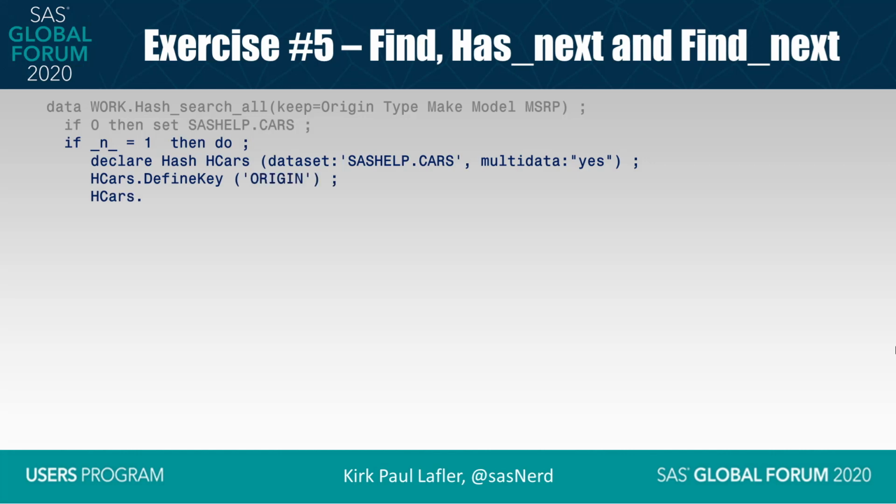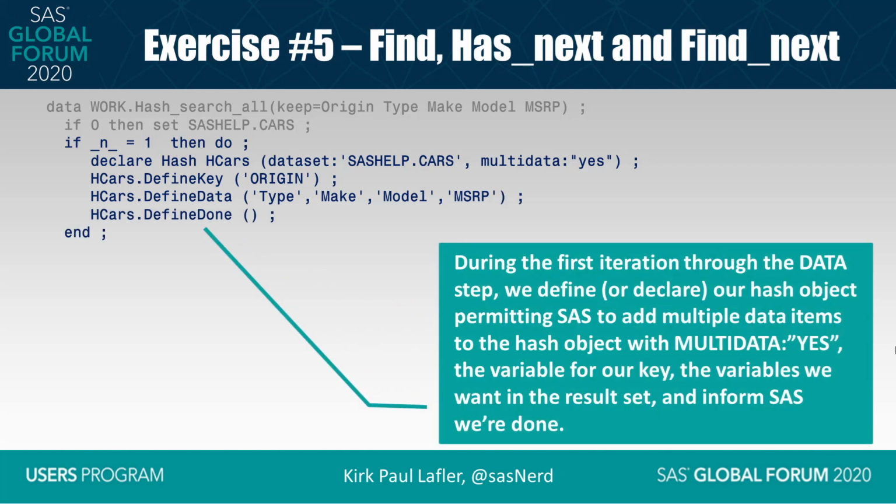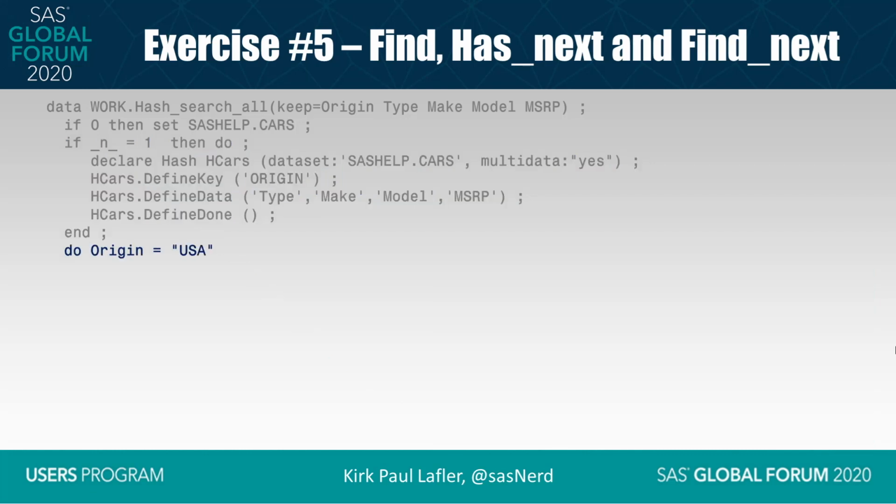And just like we did in exercise 3, when we did a search or a lookup, the first iteration through the data step, if _n_ equals 1, and only the first iteration of the data step, we're going to declare a hash, assign a name, and point to the SASHELP.CARS as our data set that we want to read. And with multidata yes, define our key as origin, define our data type, make, model, MSRP, and then define done.